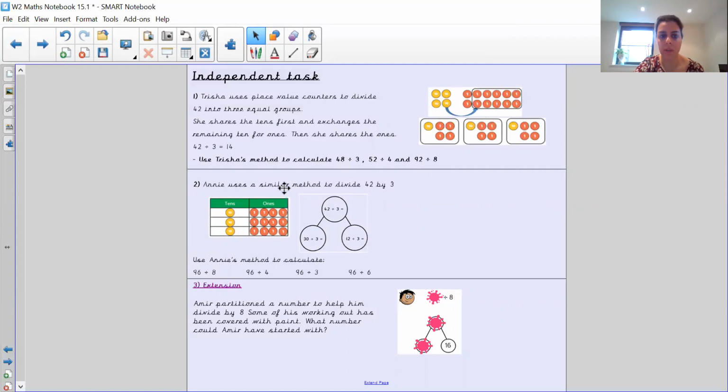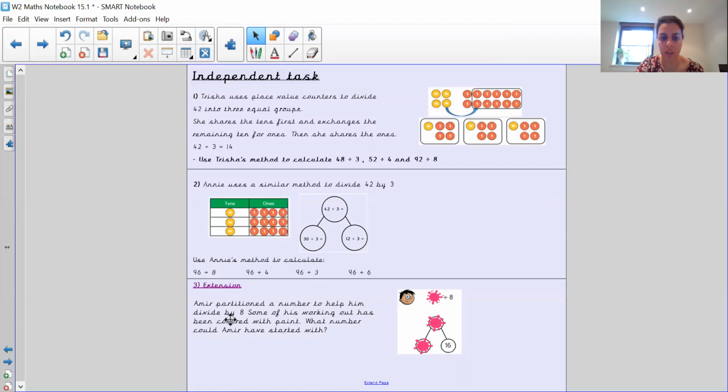Question 2. Annie uses a similar method to divide 42 by 3. So we've got 42 divided by 3. And we've used the part whole model. We split it into 30 and 12, like we did earlier on. 3 then goes into 30 and 3 goes into 12. So we've got our 30 and our 12 here. Use Annie's method to calculate these 4 number sentences.